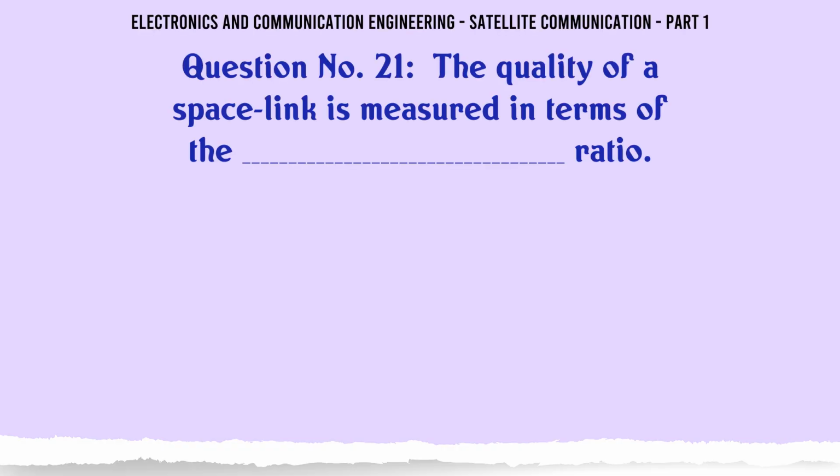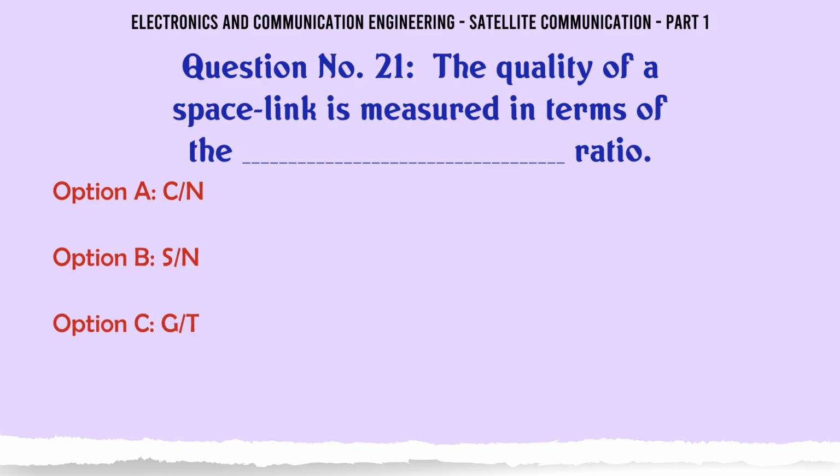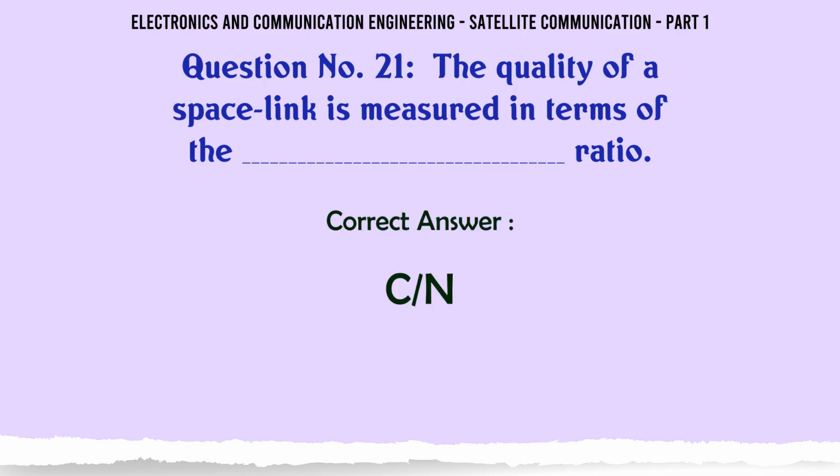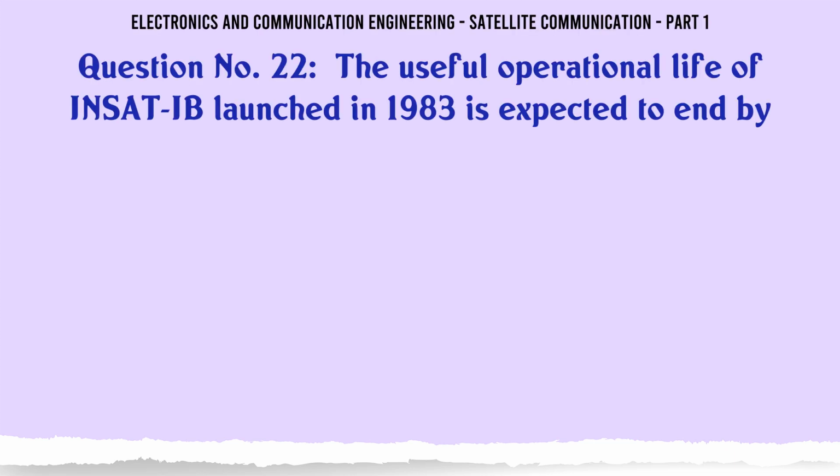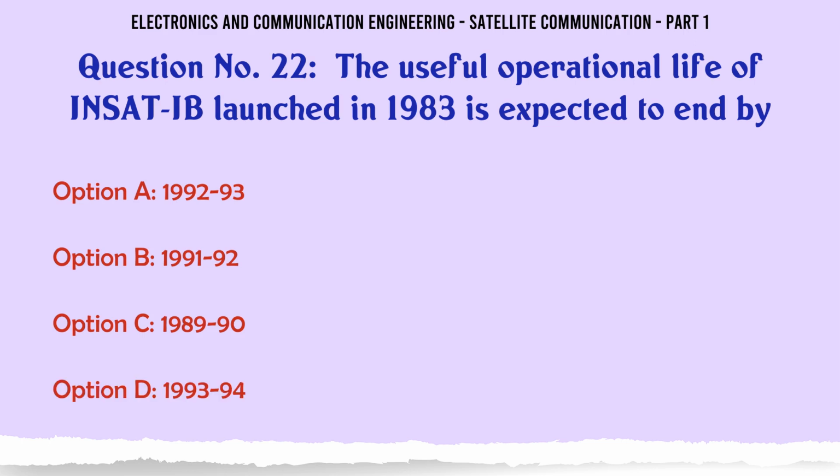The quality of a space link is measured in terms of the ratio A. C/N, B. S/N, C. G/T, D. EIRP. The correct answer is C/N. The useful operational life of INSAT-IB, launched in 1983, is expected to end by A.